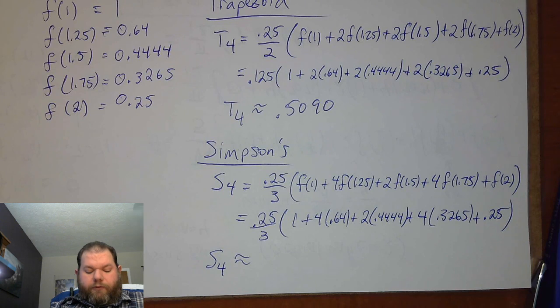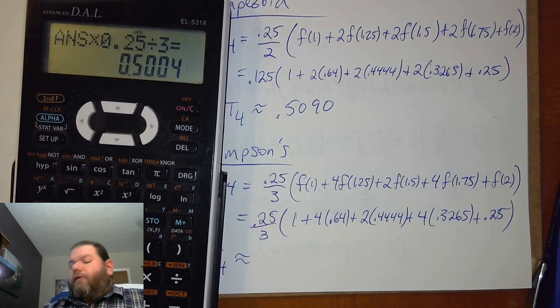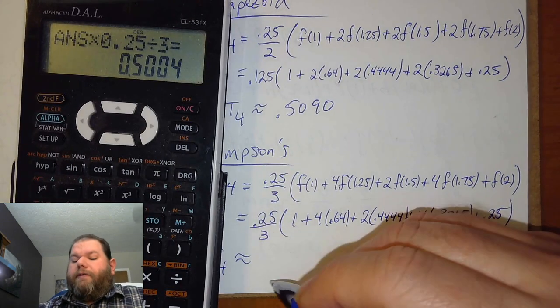And we can approximate from there. 1 plus 4 times 0.64 plus 2 times 0.4444. There will be a little bit of rounding error as we see. Plus 4 times 0.3265, and then plus 0.25, and then we multiply that by 0.25 and then divide by 3. So we get a value of 0.5004.